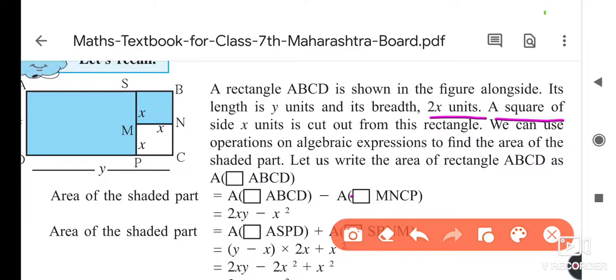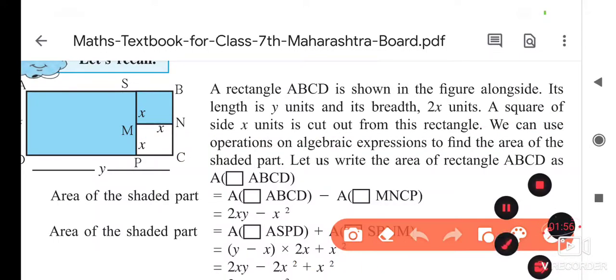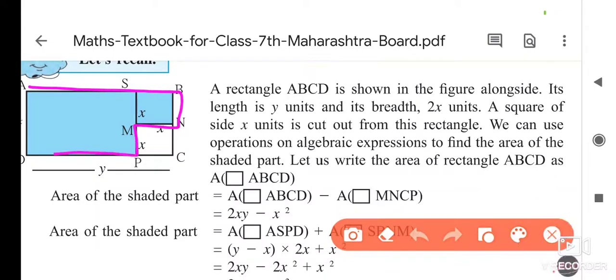A square of x units is cut from this rectangle. So this is the square MNCP. We cut it from this part. Now the remaining part is ABNMPDA. This much part is left because we cut this part from it.